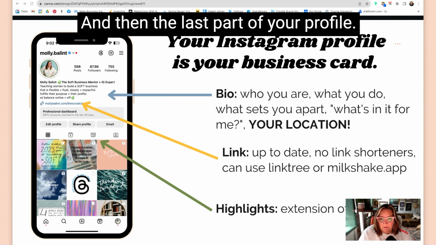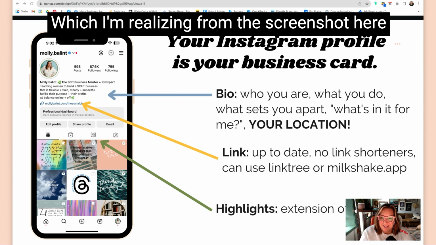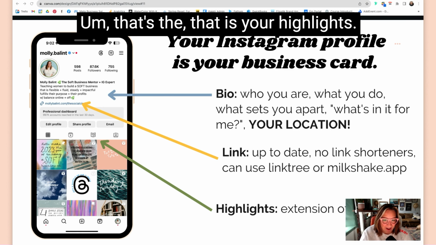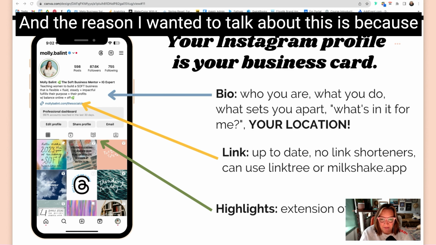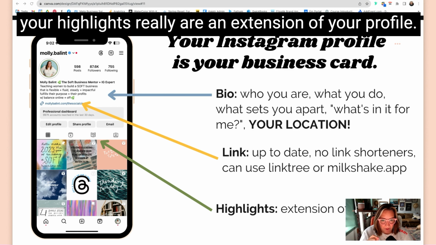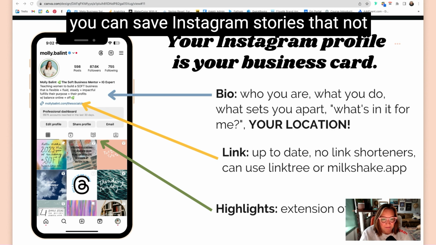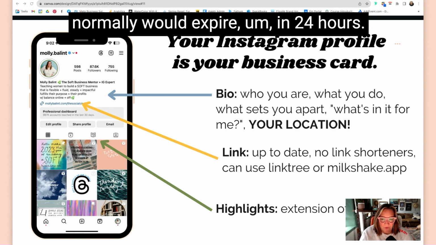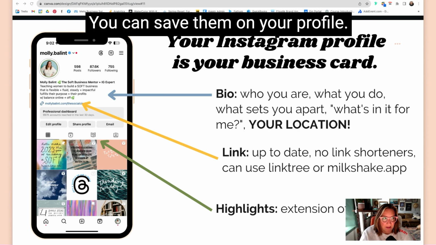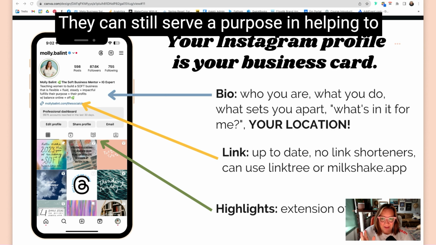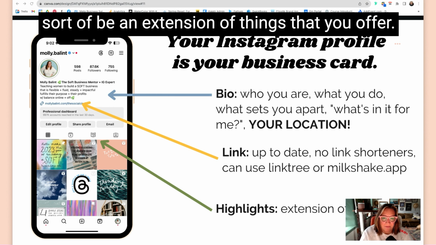And then the last part of your profile, which I'm realizing from the screenshot here isn't showing, but we'll talk about it anyway, is your highlights. The reason I wanted to talk about this is because your highlights really are an extension of your profile. Those are the little round circles where you can save Instagram stories that normally would expire in 24 hours. You can save them on your profile. And while some people look at highlights and some people don't, they can still serve a purpose in being an extension of the things that you offer.